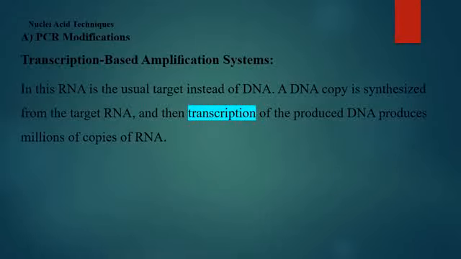Then transcription-based amplification systems. In this, RNA is the usual target instead of DNA. A DNA copy is synthesized from the target RNA, and then transcription of the produced DNA produces millions of copies of RNA. So in this one, you are amplifying the RNA portion, or an RNA is the final product. So you produce millions of the RNA.